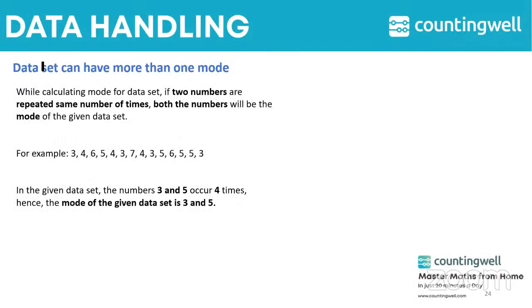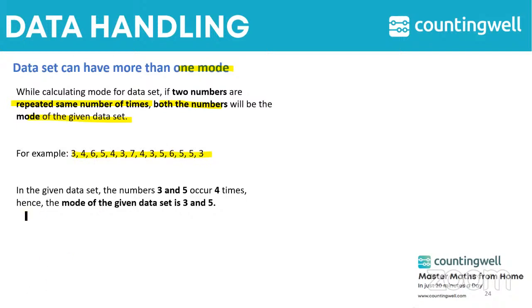A data set can have more than one mode, okay? But the same is not the case with the arithmetic mean. It should be only one average. So while calculating mode, if two numbers are repeated the same number of times, both numbers will be the mode of the given set. For example, we have 3, 4, 6, 5, 4, 3, 7, 4, 3, 5, 6, 5, 5, 3. This is the set of observations.